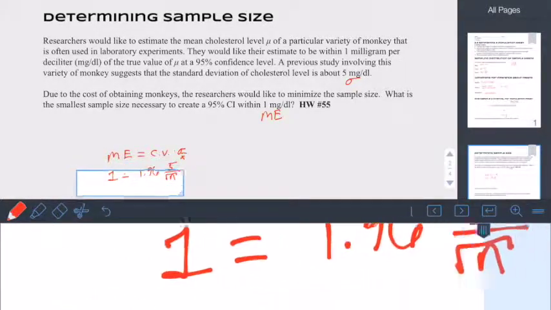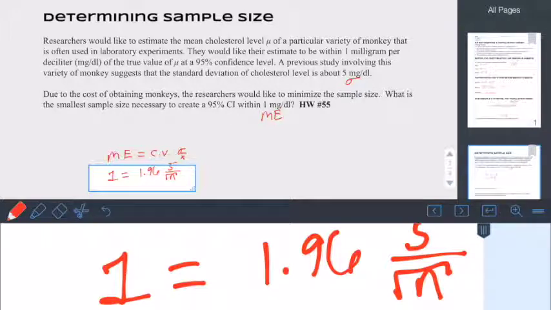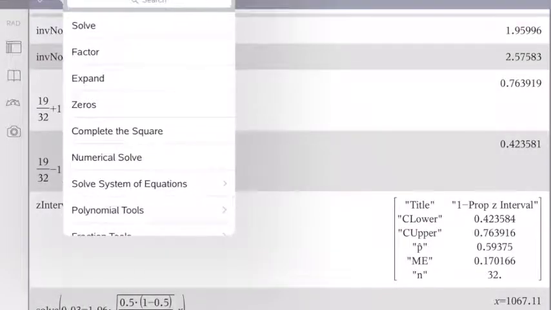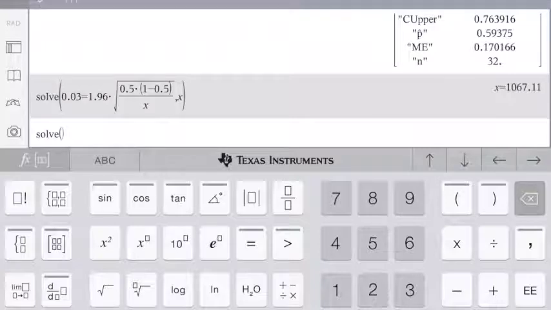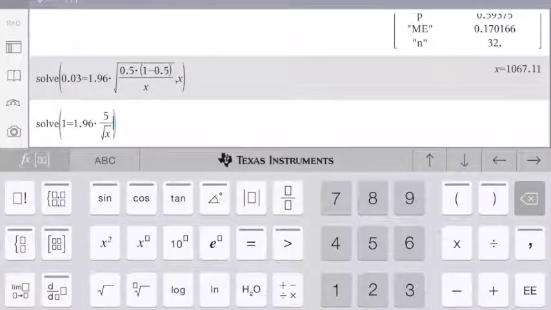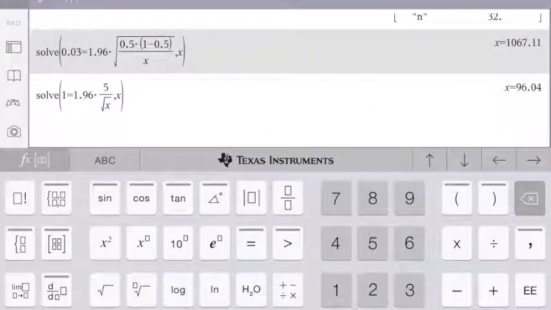And then just like in the last section, you could solve this using your algebra skills, but why bother when we have our beautiful calculators that will solve it for us? Menu, algebra, solve, and for the variable x, comma x. 96.04, and we're trying to be conservative, so we round up to 97.